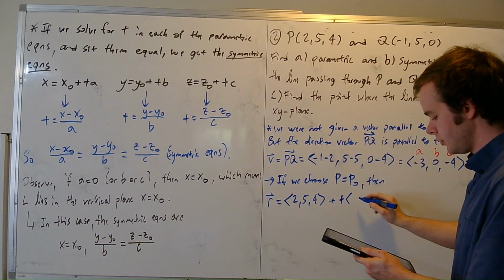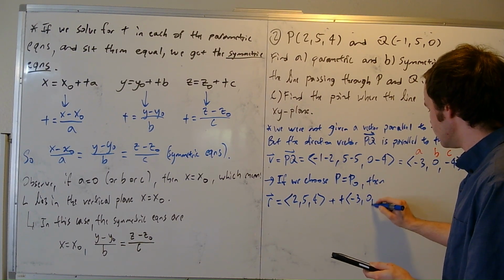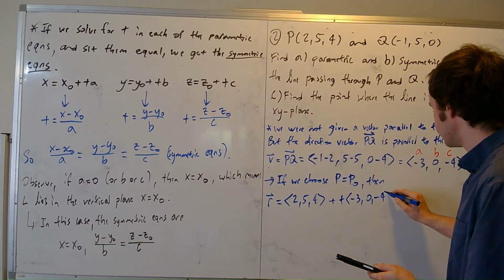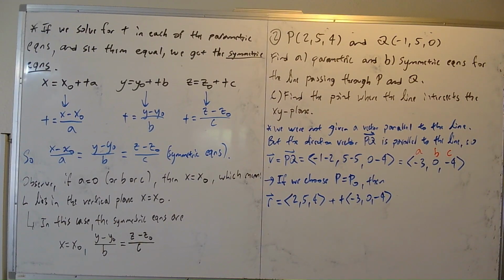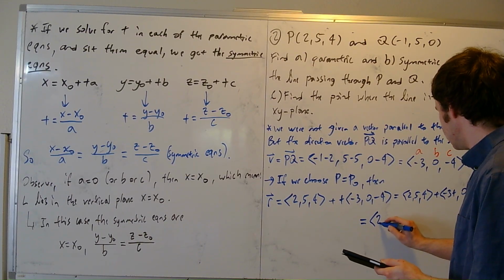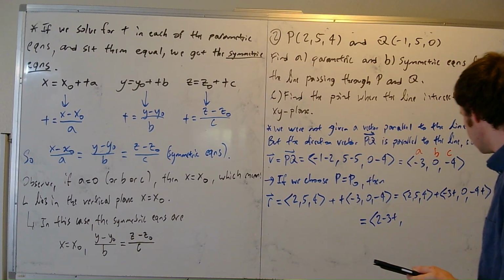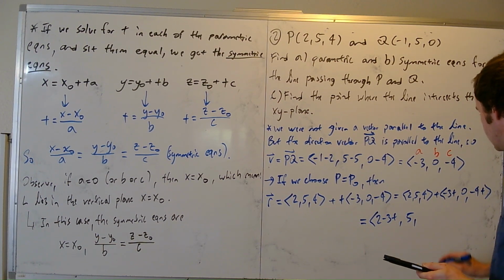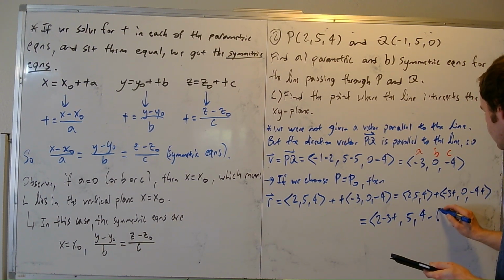So we've said our vector V was -3, 0, and -4. Okay, so now we just have to solve what this is equal to. This is 2, 5, and 4 plus -3t, 0, and -4t. Now if we go ahead and add these things together, we're going to get 2 minus 3t, comma 5, comma 4 minus 4t.